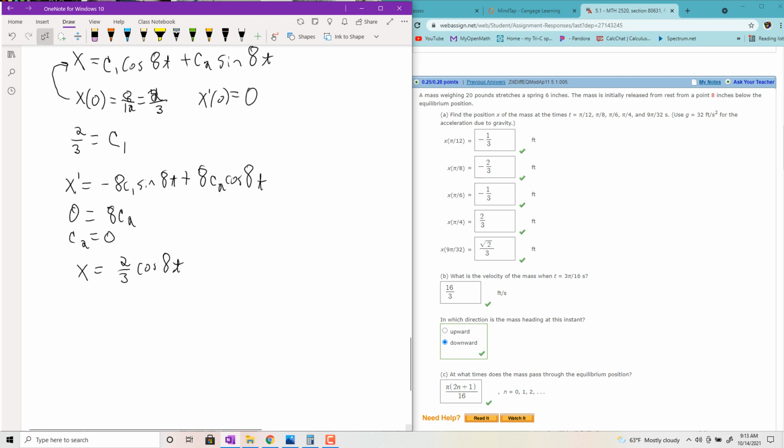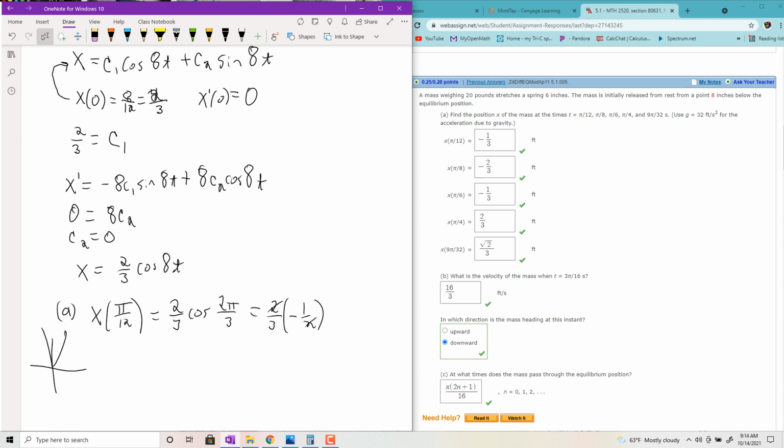Okay. All right, so now let's go to part A. We have x of pi over 12, so that'll be 2/3 cosine of 8 pi over 12, which would be 2 pi over 3. Where is 2 pi over 3? So it's 1 pi over 3, 2 pi over 3. It's in the second quadrant. Reference angle is 1/2. So I'll have 2/3 times negative 1/2, because it's in the second quadrant, and cosine is negative in the second quadrant. So you'd end up with negative 1/3 feet.